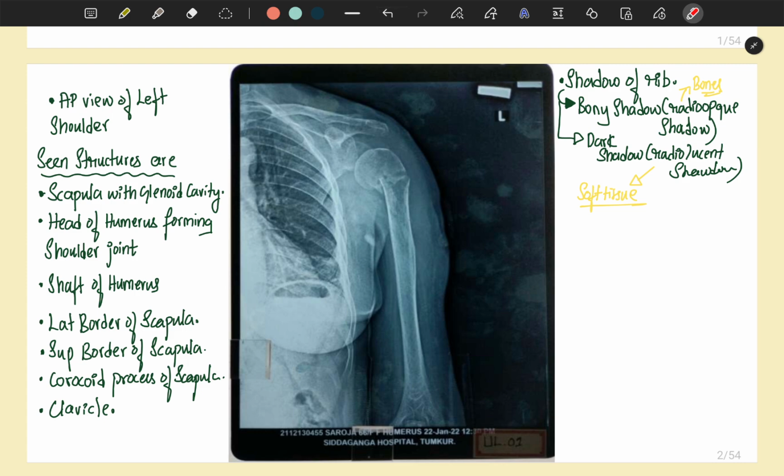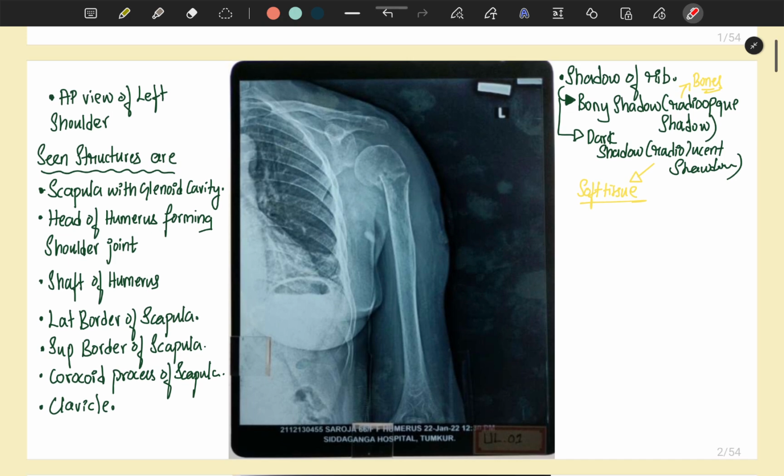Coming to the first X-ray, here you must say first point is plane type. Second, AP view. And third, left side. And fourth, which region it is, that is shoulder joint. These are the things you must say before the examiner asks the question.